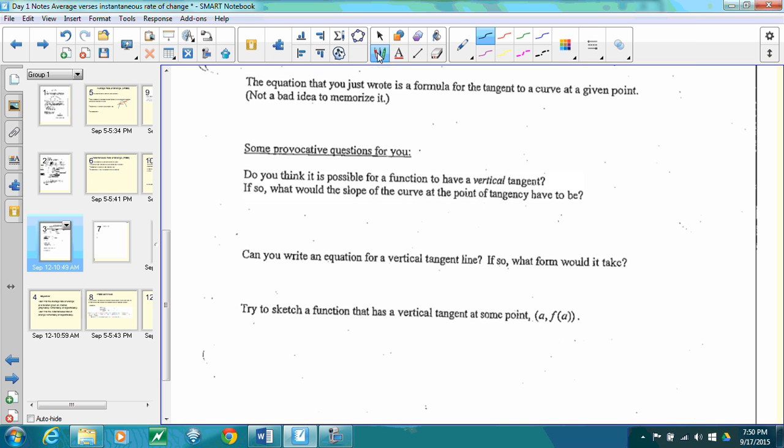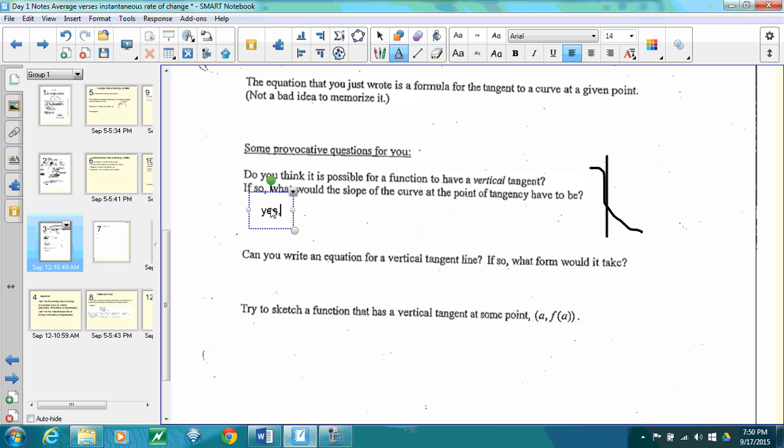Then the last things: is it possible for a function to have a vertical tangent? If so, what would the slope of the curve at a point of tangency have to be? So if I have a curve like this that's really steep, when you draw the tangent line, it's going to be pretty much straight up and down. It's going to be vertical. So it is possible. And the slope, if you think of a vertical line, the slope would be undefined because the slope of a vertical line is undefined.